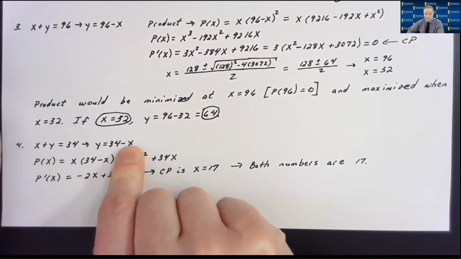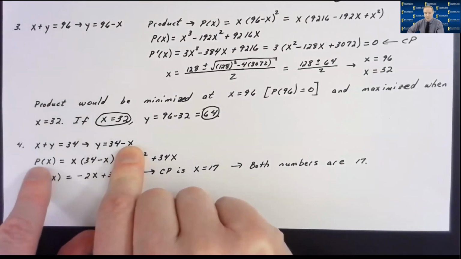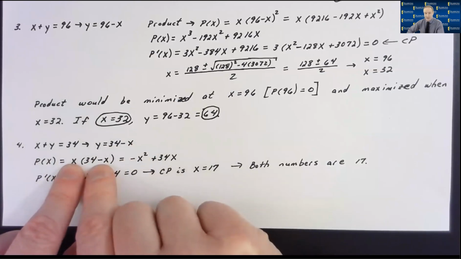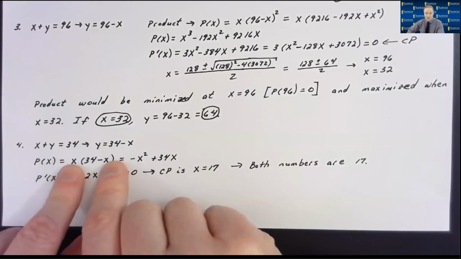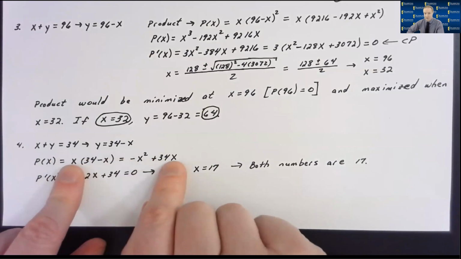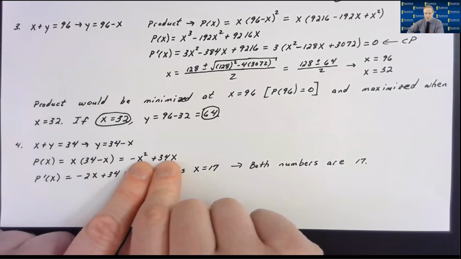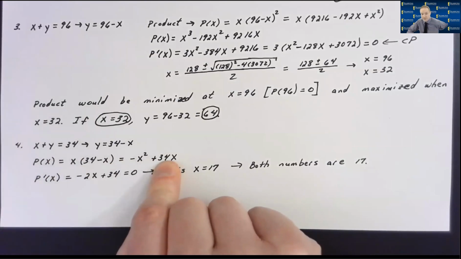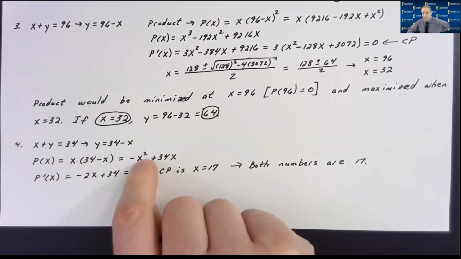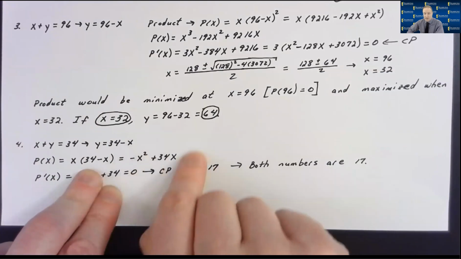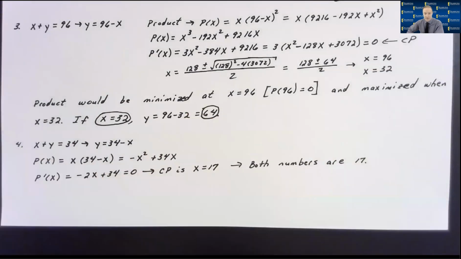And then it said their product is maximized. So their product would be x times y. Their product solely with respect to x would be x times 34 minus x in the place of y. And then you can say, well, I could distribute the x through that group and get negative x squared plus 34x. Then I can look at that and say, well, all right, the critical points of this curve are going to occur when the derivative is 0. I know that the critical points will maximize the product because, again, this is a negative quadratic. It's going to be an upside down u, and its vertex is going to be a maximum.